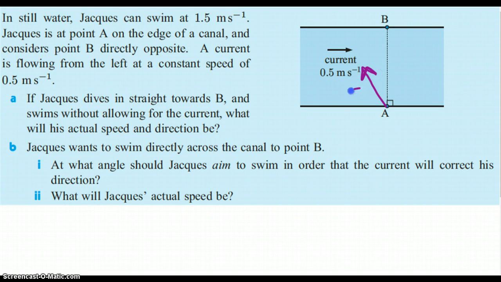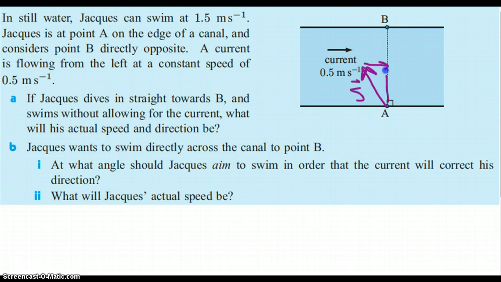Okay. He wants that to be his swimming vector. And the current then will correct his path and push him that way. Okay. So they're asking, what angle should Jacques aim to swim?